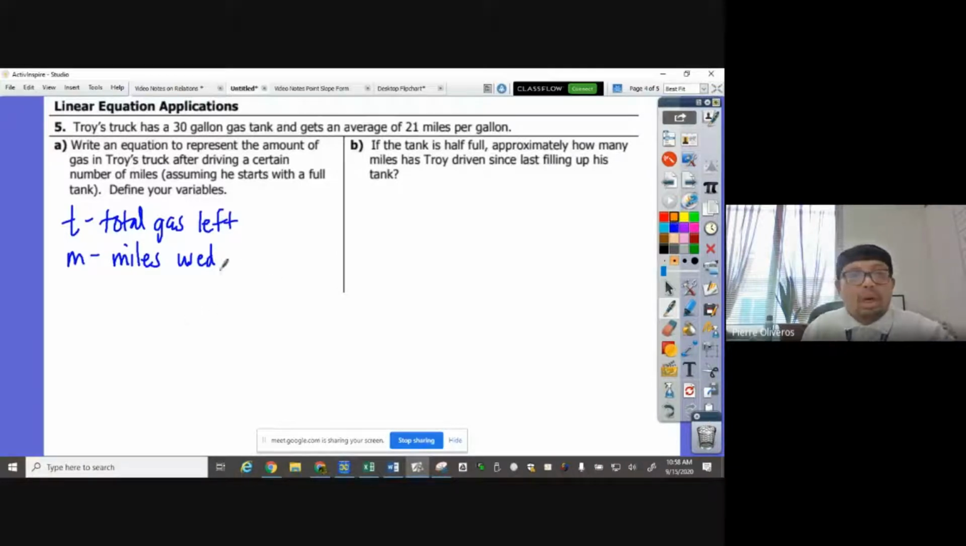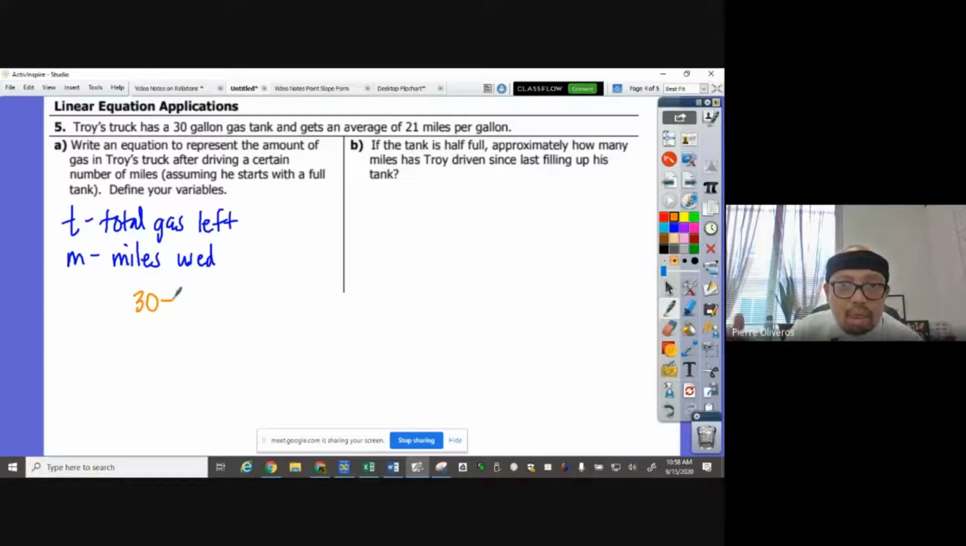So what's the scenario here? The scenario is that Troy's truck has 30 gallons all in all. Obviously, if you have a full tank in your car, the more you drive it, the fewer gallons are left in the tank. Since the 30 gallons reduces for every mile that you use it, you subtract the number of miles you travel from the 30 gallons.